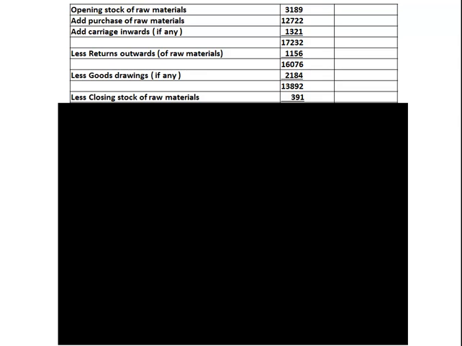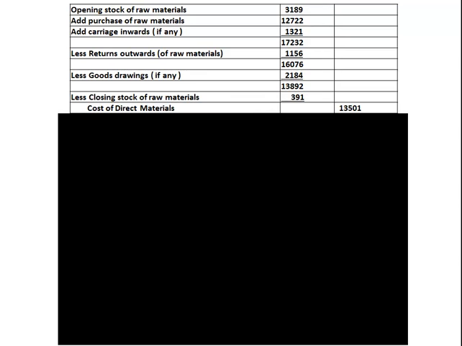It's only when they're used that they become useful. Only when they're used do they start to make a contribution to the business. They get converted into the final item which can be sold. But before that, they're just simply lying around in the stores as an expense. So the cost of direct raw materials then is 13,501. So that's what we've used over the course of the year.